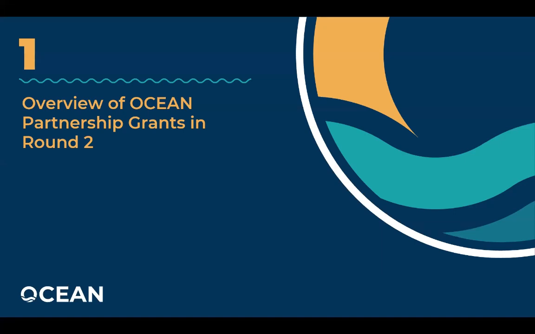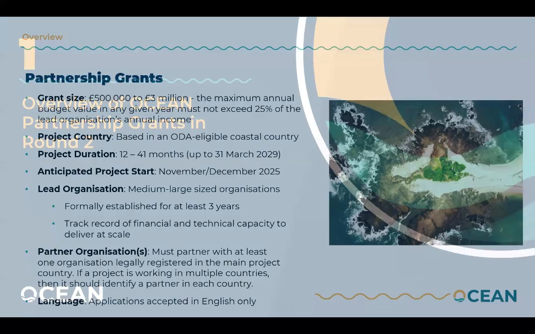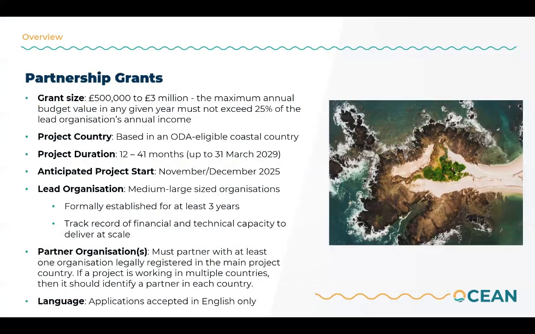Before I start with all the ideas related to monitoring, evaluation, and learning, we want to just share with you a quick overview of the partnership grants to be sure that you are in the project that you can be eligible for. So if we go to the next slide, just some ideas from the partnership is that the grant size is between 500,000 to 3 million, and the maximum annual value you can apply for in a given year must not exceed the 25% of the lead organization annual income.